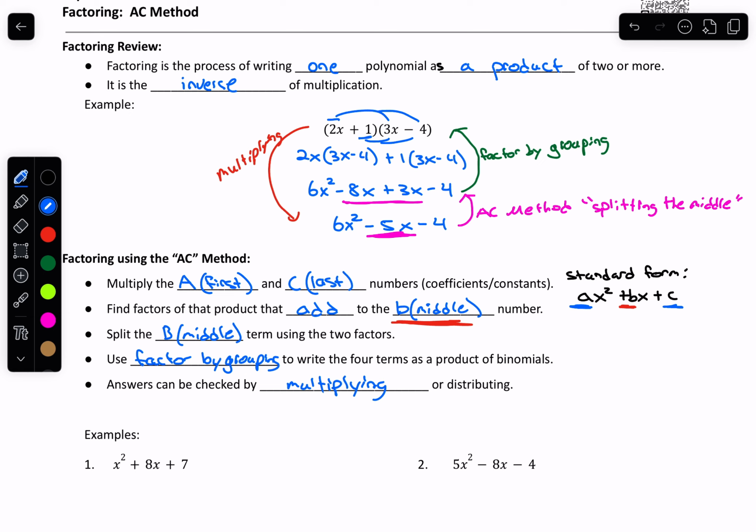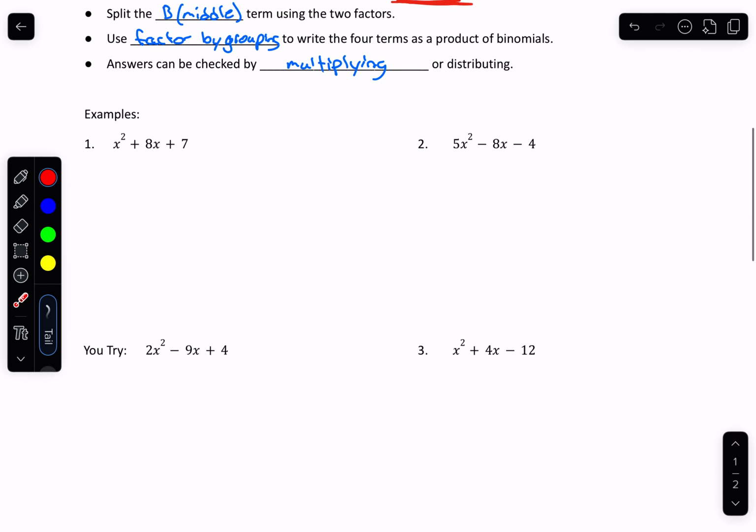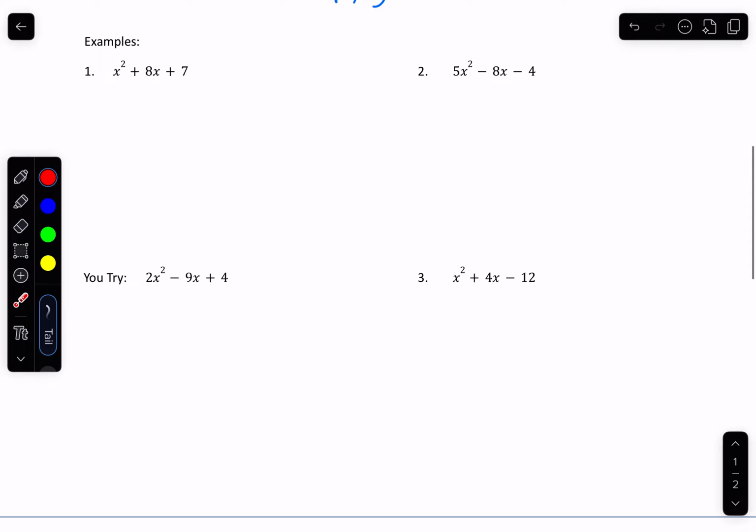But the real key here, because we already learned factor by grouping, is we need to multiply the a and the c, and factor that term to find two factors that add to be the b term. So let's go ahead and practice. Example number 1. We have a standard form of x squared plus 8x plus 7. What that tells me is that the a is 1. Okay, there's an invisible 1 in front of that x squared. The b is 8, and the c is 7.